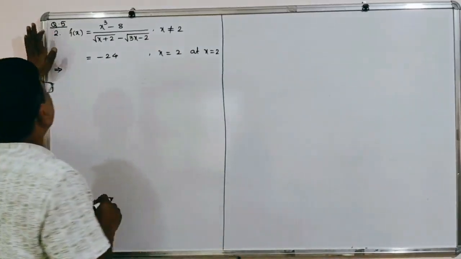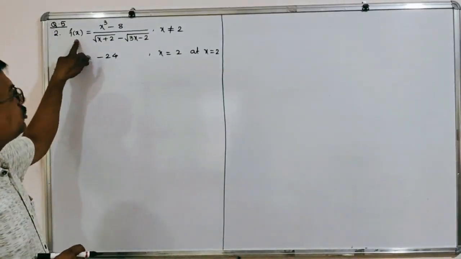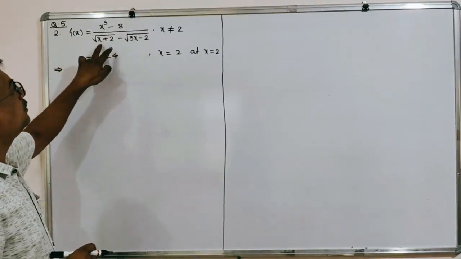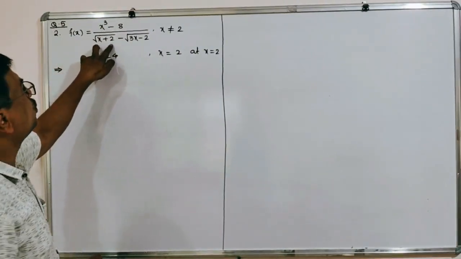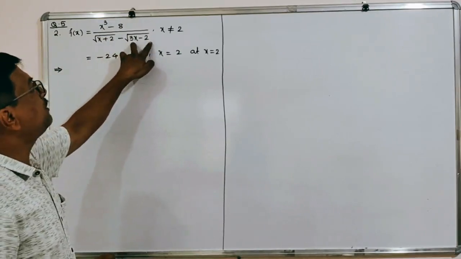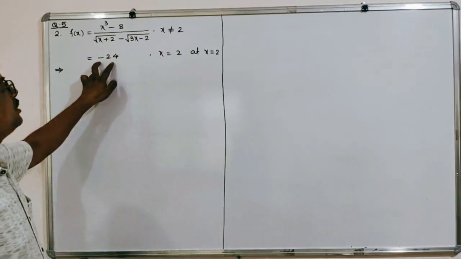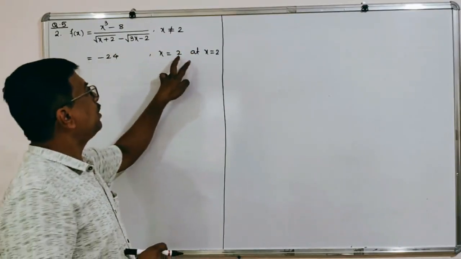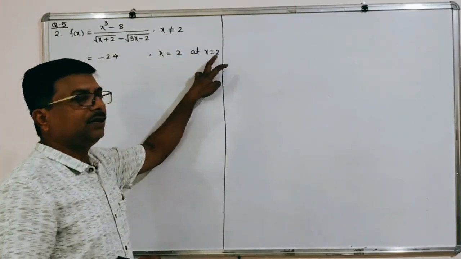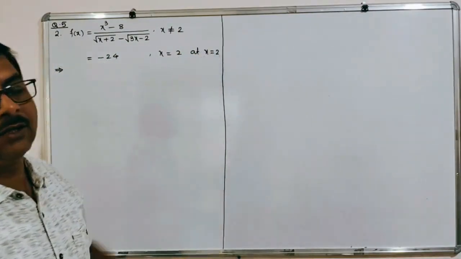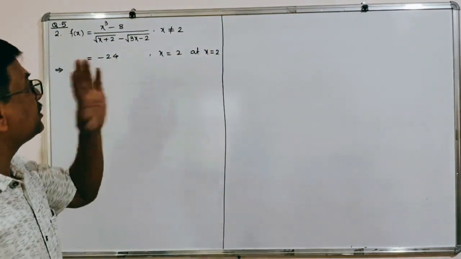The second question of question number 5 is f of x is equal to x cube minus 8 upon root of x plus 2 minus root of 3x minus 2 for x is not equal to 2, and is equal to minus 24 for x is equal to 2, at x is equal to 2. This says that discuss the continuity at x is equal to 2.